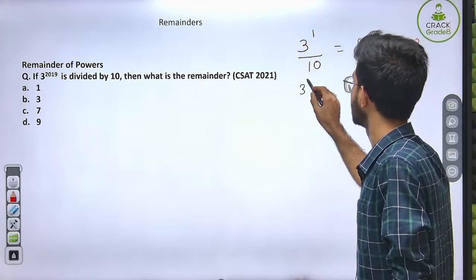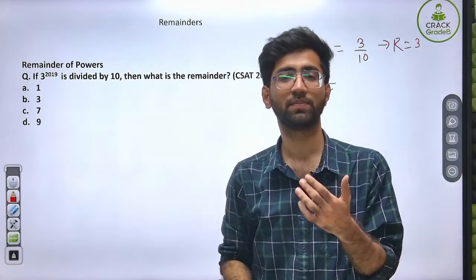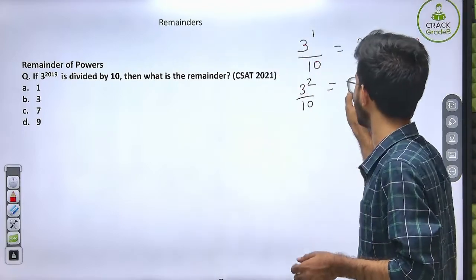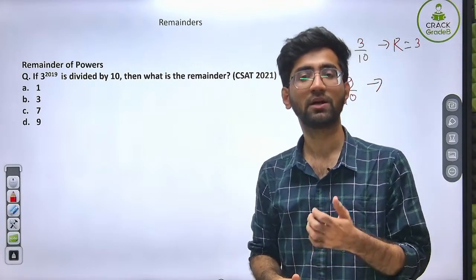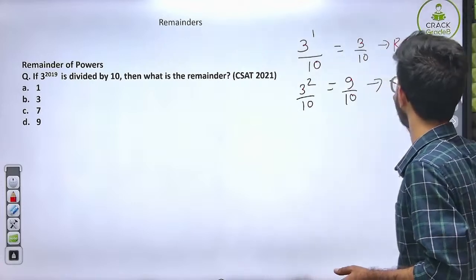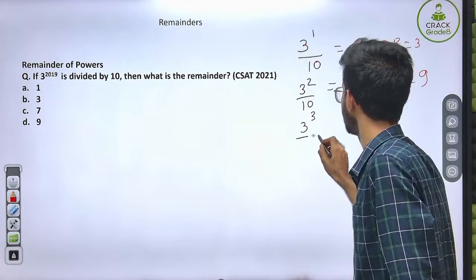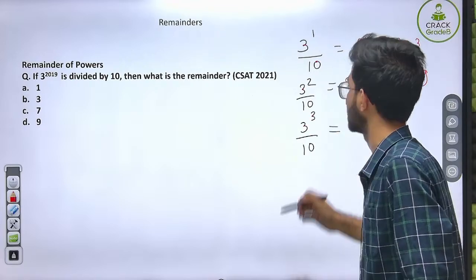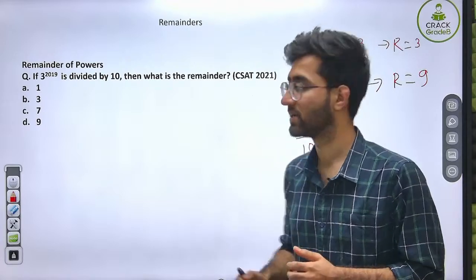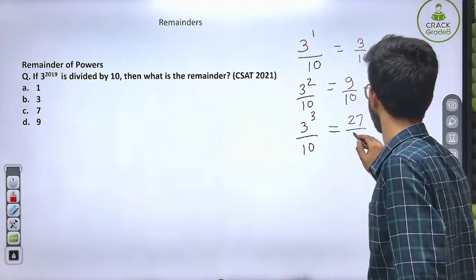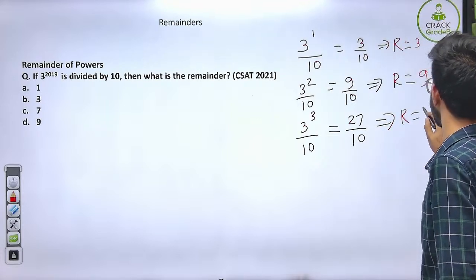If you divide 3 to the power 2 by 10, 3 to the power 2 is 9. So you are dividing 9 by 10, and the remainder will be equal to 9. Then you divide 3 to the power 3 by 10. 3 to the power 3 is 27, so 27 by 10, the remainder will be equal to 7.